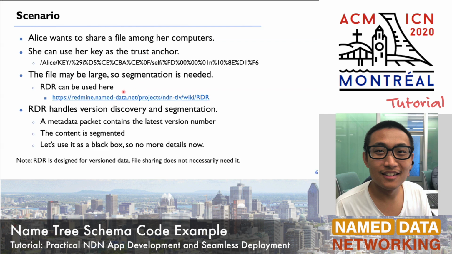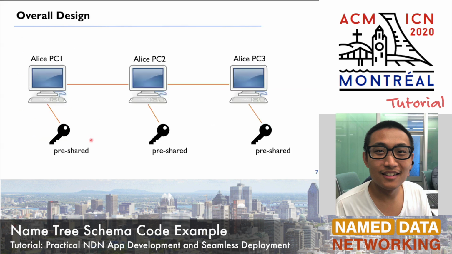One protocol we can choose is the RDR protocol. RDR handles version discovery and segmentation. Again, in the real world, we probably do not need to use RDR, but for this specific demo, let's use it. We want to use the RDR component as a black box, so let me omit all the details of RDR. All we need to know now is that RDR will generate a metadata packet that contains the latest version number, and the content is segmented. That's all.